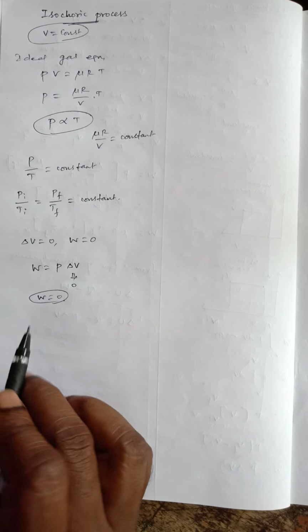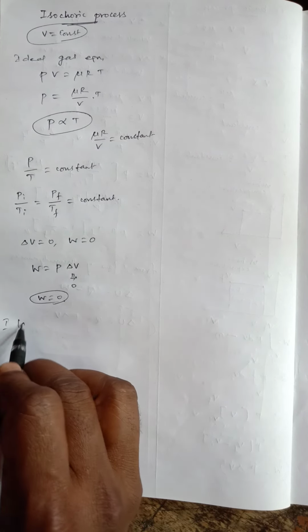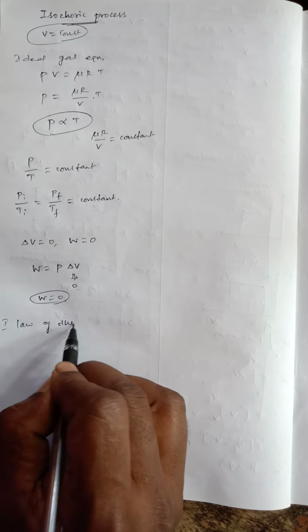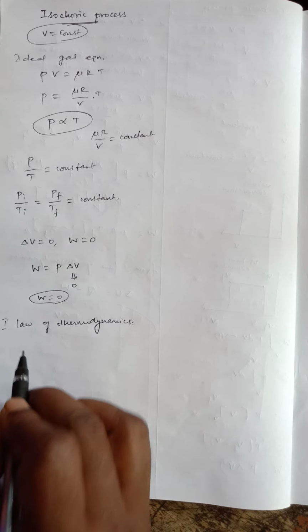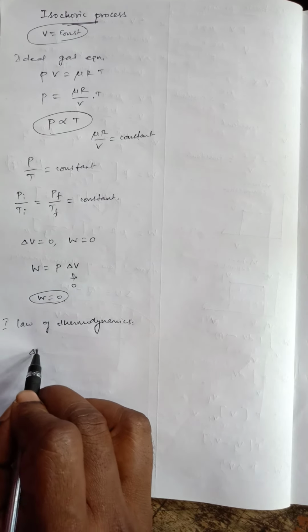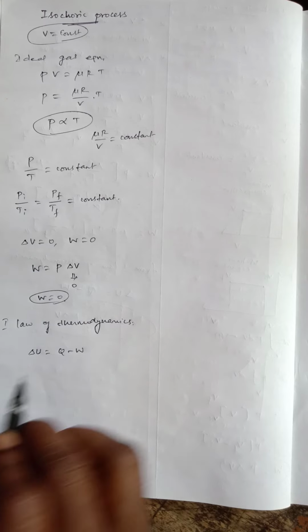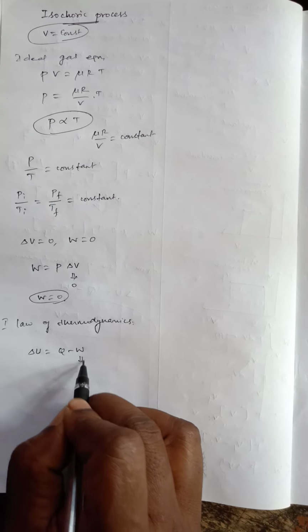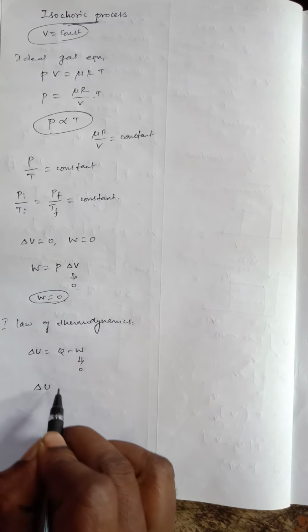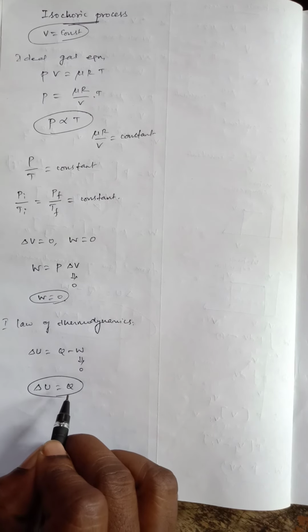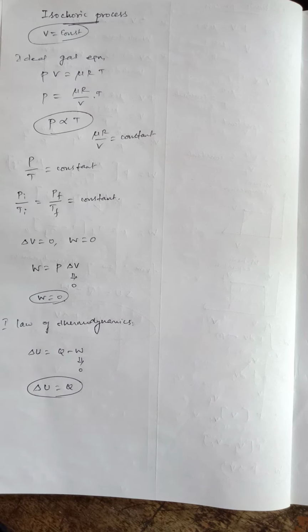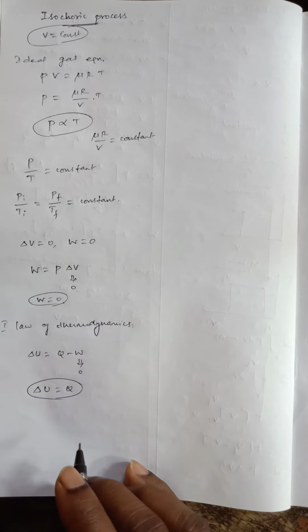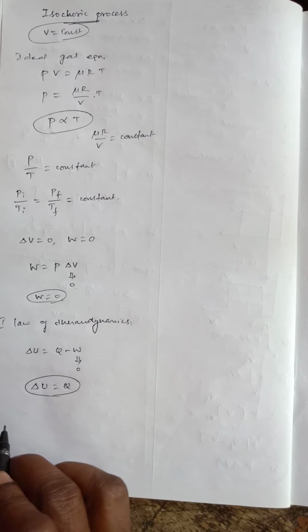Then the first law of thermodynamics becomes, to find the internal energy, del U is equal to Q minus W. Here W is equal to 0, so we write del U is equal to Q, which means the amount of heat energy supplied to the system is the same as the change in internal energy in the case of the isochoric process.